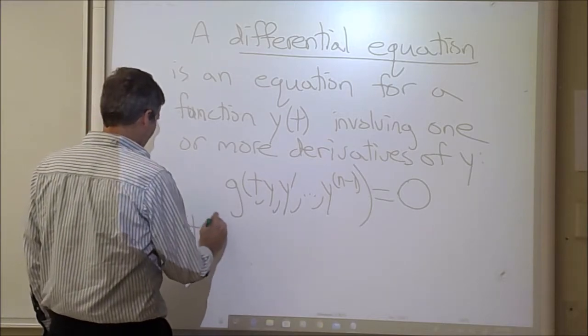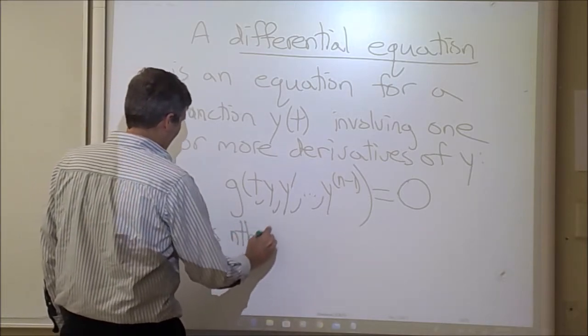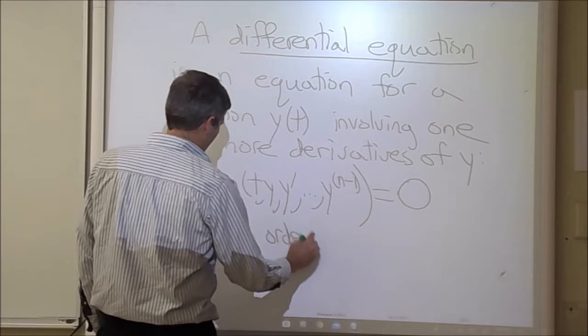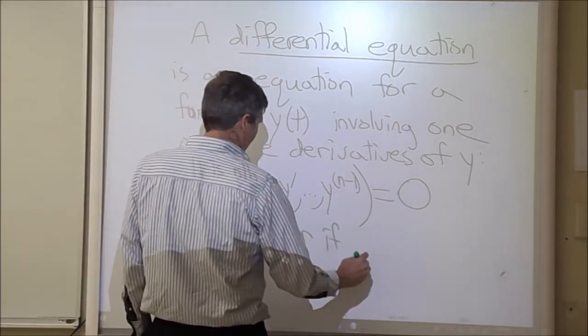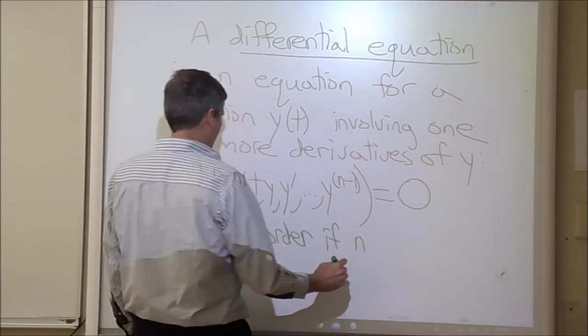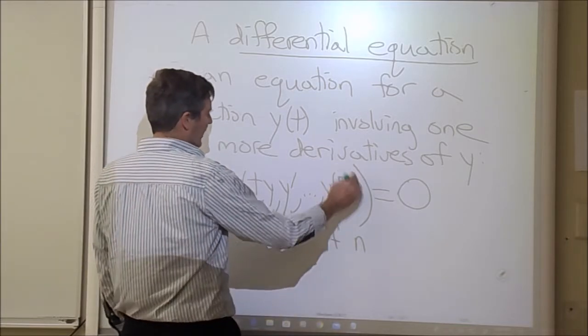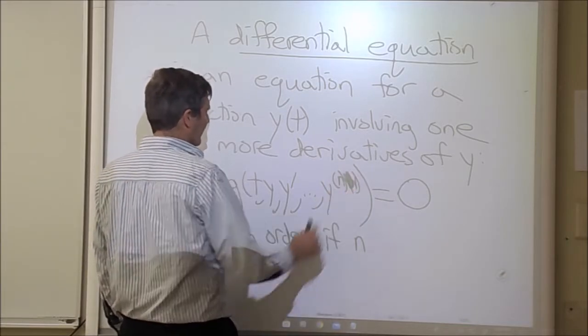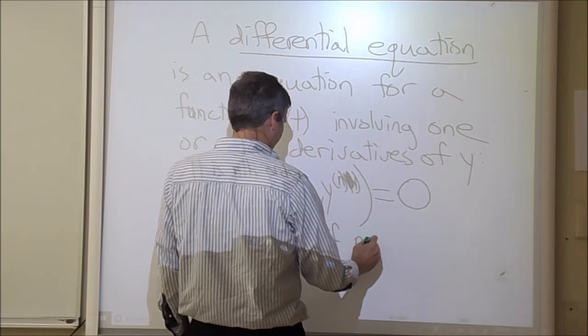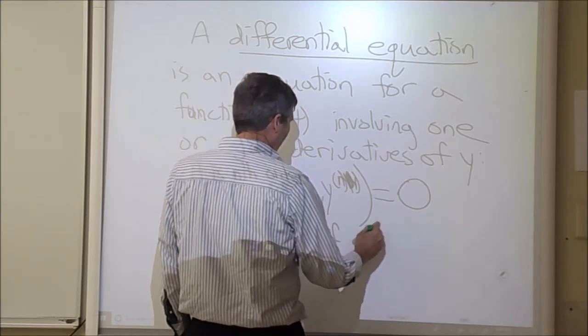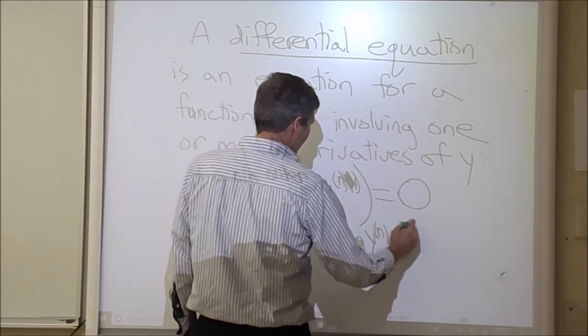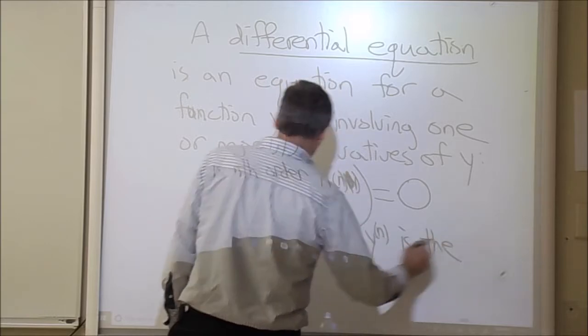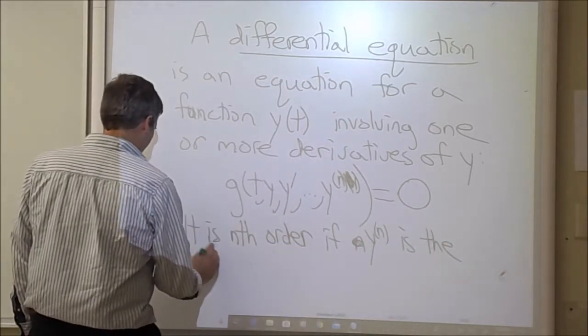We'll say it is nth order if, let's say this goes up to the nth derivative here, we'll say this is the nth derivative of y, if y^(n) is the highest derivative that appears.